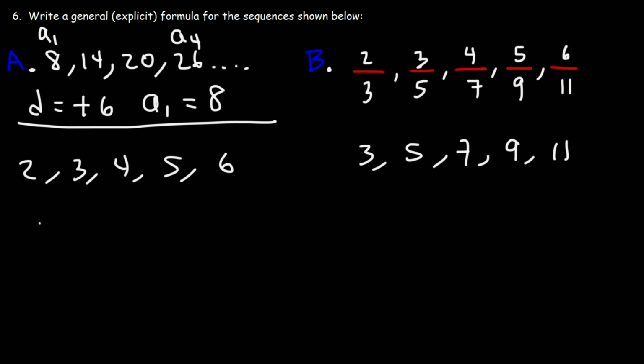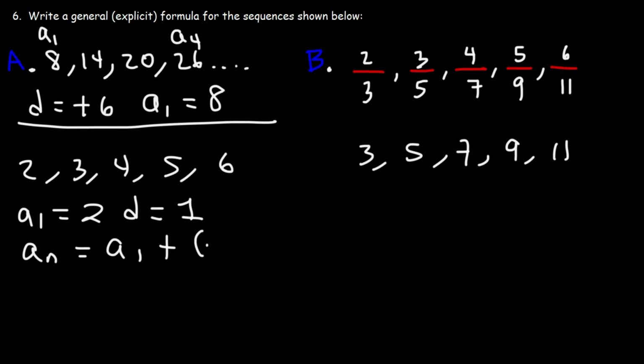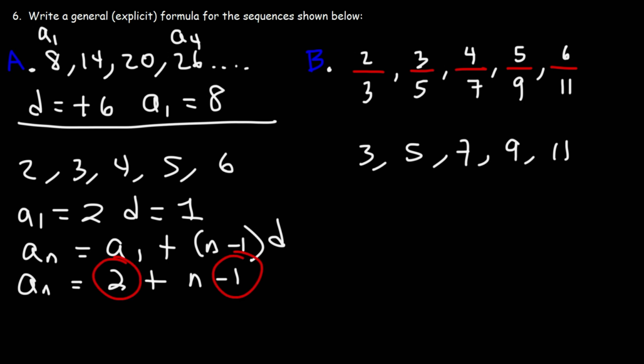So for the sequence on top, the first term is 2, and we can see that the common difference is 1. The numbers are increasing by 1. So using the formula, a sub n is equal to a sub 1 plus n minus 1 times d. We have that a sub 1 is 2, and d is 1. If you distribute 1 to n minus 1, you're just going to get n minus 1. So we can combine 2 and negative 1, which is positive 1. So we get the formula n plus 1.